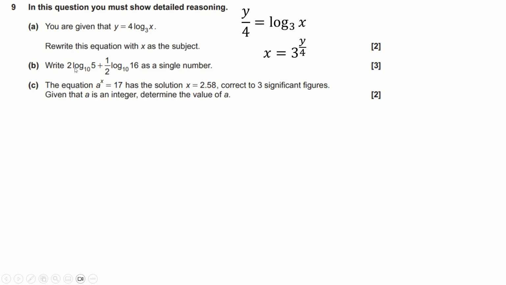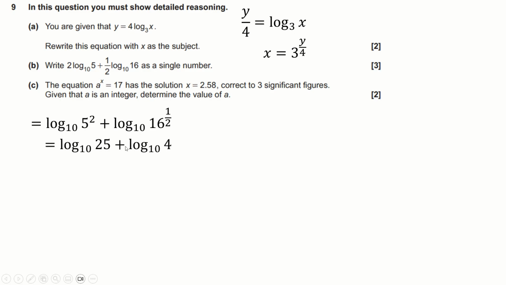Write this as a single number, so put this 2 up there, following the log law that says you can put the numbers in here at the front up there, which I could have done up here, I guess, but didn't bother. So this is log base 10 of 5 squared, plus log base 10 of 16 to the power of a half. Moving these numbers to the top, 16 to the power of half is the square root of 16, which is 4. That's 25. When you're adding logs, you can multiply the inputs. So this is log base 10 of 25 times 4, which is 100, and log base 10 of 100 is just 2, because 10 squared is 100.